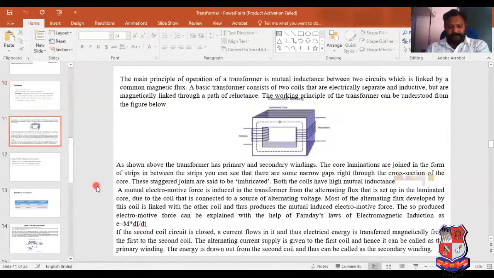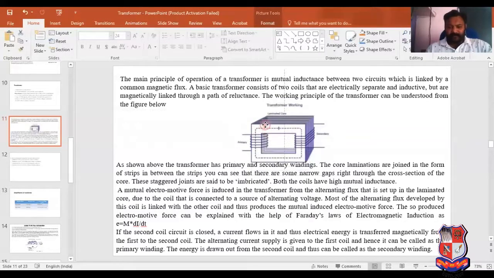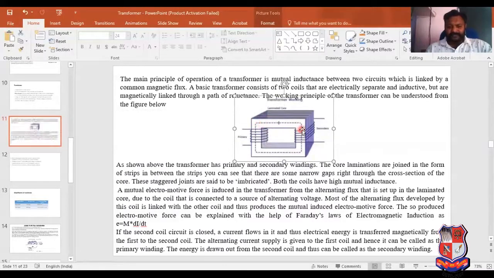Now, the basic principle of transformer is that it works on mutual induction. You are seeing the diagram of a transformer on your screen. In that, two limbs are there. This is your primary limb or limb number 1, and this is your secondary limb. Two windings are mounted on both limbs, primary winding on one limb and secondary winding on the second limb. These two windings are not electrically connected. Remember that they are not electrically connected.